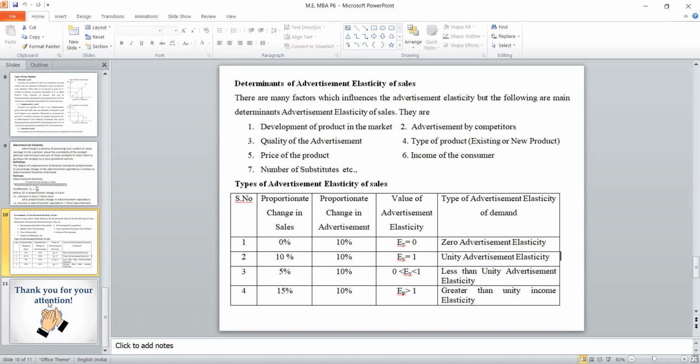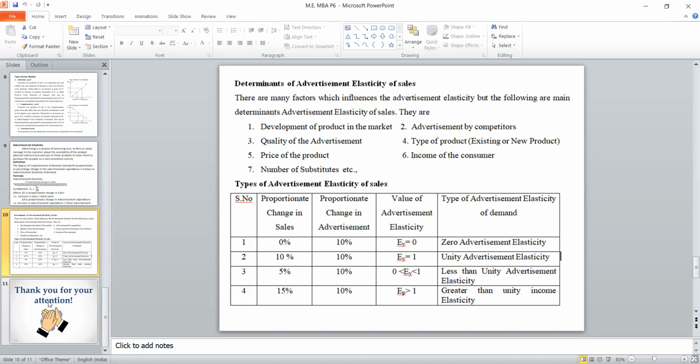The third one is the quality of advertisement: how you are going to reach, which channel you are going to use, what the media is, what the length of your advertisement is, and what the language is. All these things come under the quality of advertisement. And the fourth one is, if it is an existing product, it is easy to make them understand. But if it is a new product, you have to say the purpose and why it is there, and the length of the advertisement will be more. So we have to consider that.